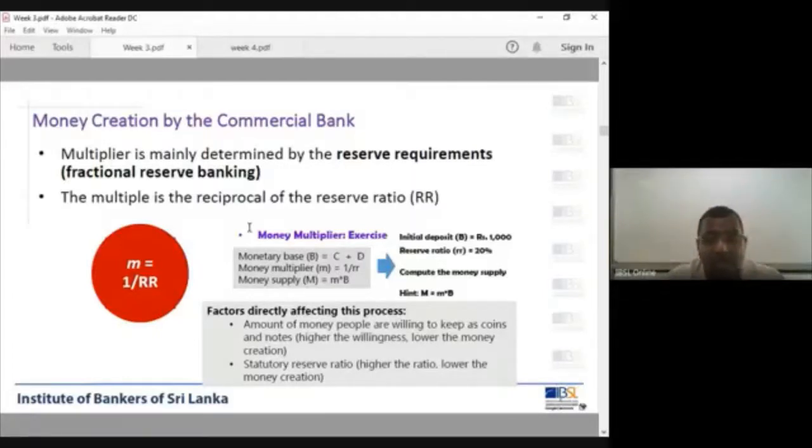Later on, the reserve requirement was brought down. And at the beginning of this year, it was a 5% reserve requirement. So what is the money multiplier? 1 divided by 5%, which means 1 divided by 0.05. So theoretically, how much should it be? 1 divided by 0.05 means 20. So theoretically, it should be 20. If you inject 1 rupee, it will create 20 rupees in the economy.